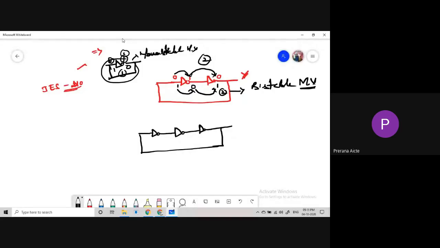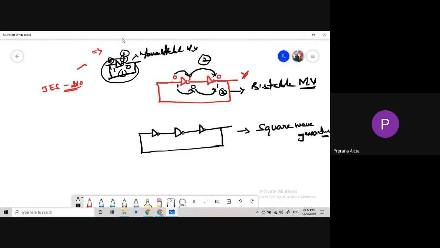So this device is called a tristable multivibrator. Simply, it is nothing but a square wave generator. So why is it called a square wave generator?